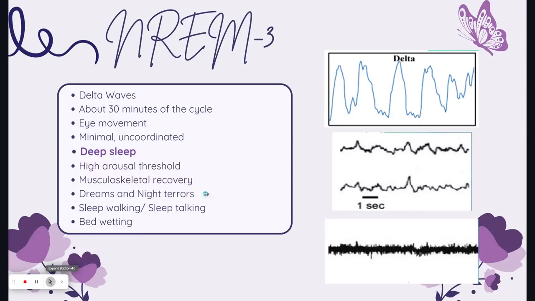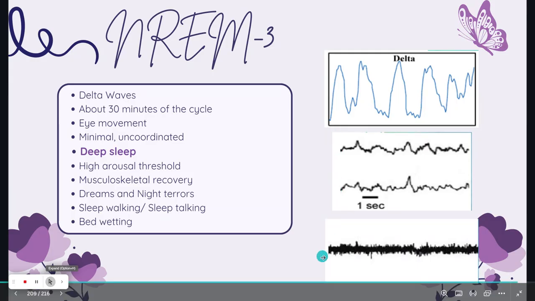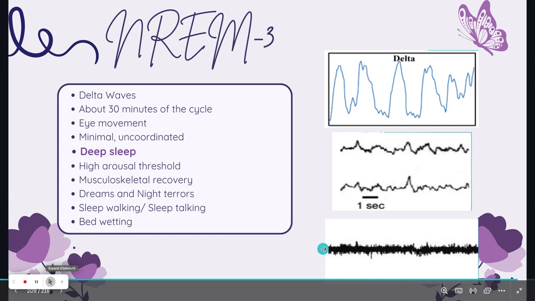This is also the stage where a lot of interesting things happen during our sleep. Some dreams happen. We'll see even more of them in REM sleep. Night terrors, which we'll be talking about in our last module, as well as things like sleepwalking and sleep talking, as well as bedwetting, all happen in NREM 3. Finally, take a look. This is our eye movement. There's minimal eye movement, and again, it's uncoordinated, but we do see some chin movement happening.